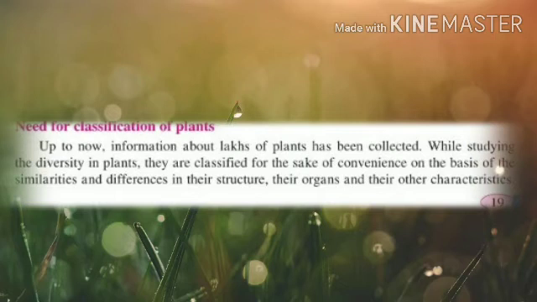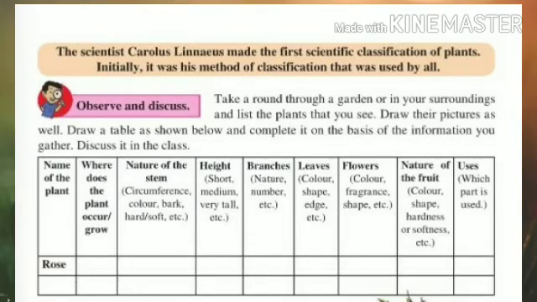Okay students, now let's move further. The scientist Carolus Linnaeus made the first scientific classification of plants. Initially it was his method of classification that was used by all. Now here is the scientist whose name is Carolus Linnaeus. He was the first scientist who had made the classification of plants, and the method of classification used by him was used by all.